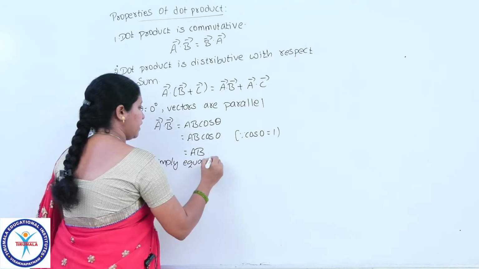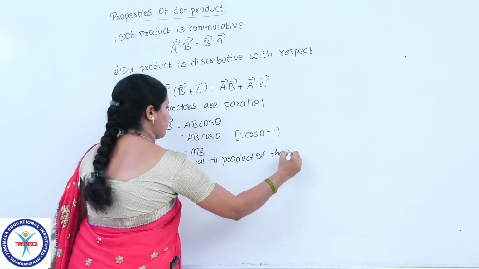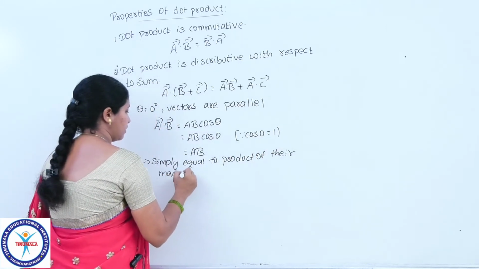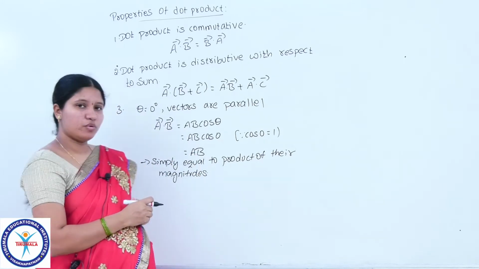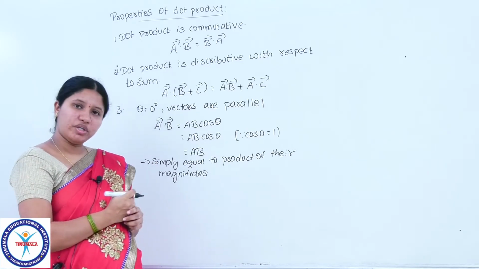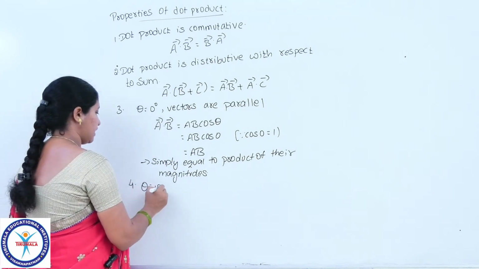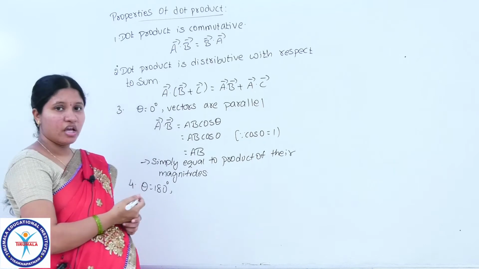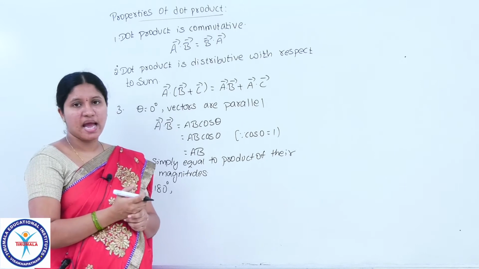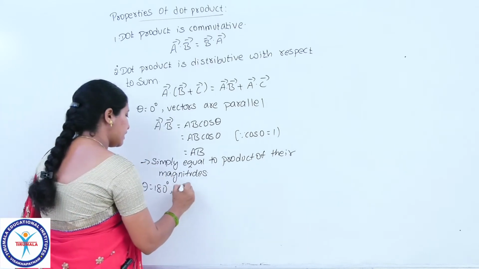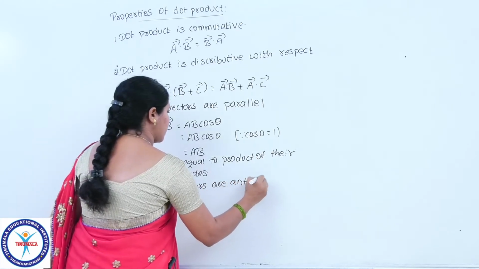Dot product is simply equal to product of their magnitudes, in the case if theta is equal to 0 degrees. And suppose, let us consider if the angle between two vectors is 180 degrees. If theta is equal to 180 degrees, we can say as they are pointing in opposite directions, the two vectors are anti-parallel. So when theta is 180, vectors are anti-parallel.